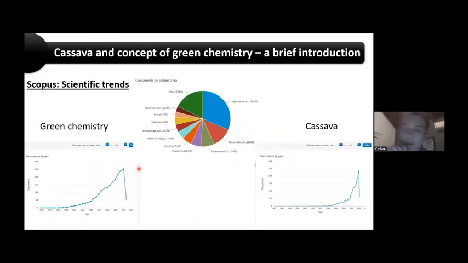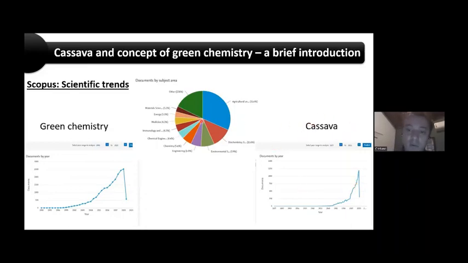We started this project to try to relate green chemistry and cassava. As you can see, we used the Scopus database in order to identify scientific trends. It's quite nice, and I really like to mention this kind of possibility in order to identify the scientific trends of your subject. As you can see here, green chemistry is sharply increasing, and also cassava is sharply increasing.